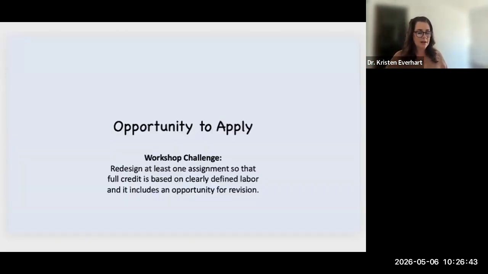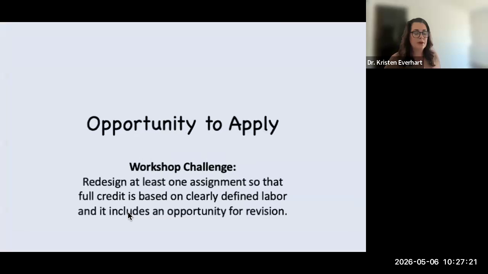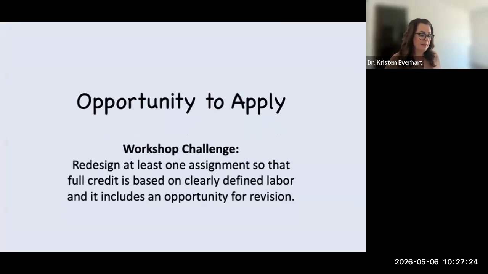So here's where we get to the workshop part. And here's where we can do breakout rooms to discuss, maybe three people in each breakout room is kind of what I thought. But the challenge would be, I don't know that we have time for everybody in the group to redesign one activity. So if the group could identify one activity collectively and work together to redefine it, pick one assignment off one of your syllabi from any of your courses so that full credit is based clearly on labor and that it includes an opportunity for revision somewhere in that assignment.